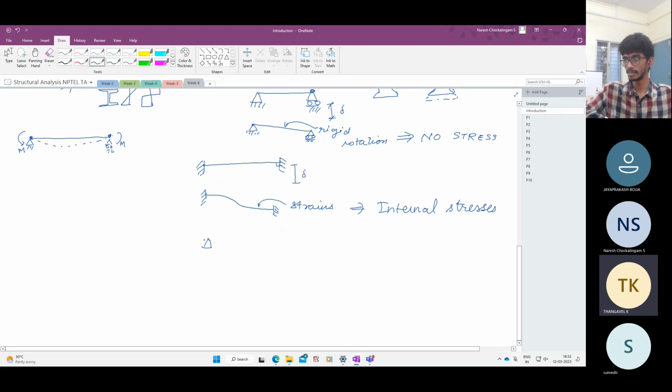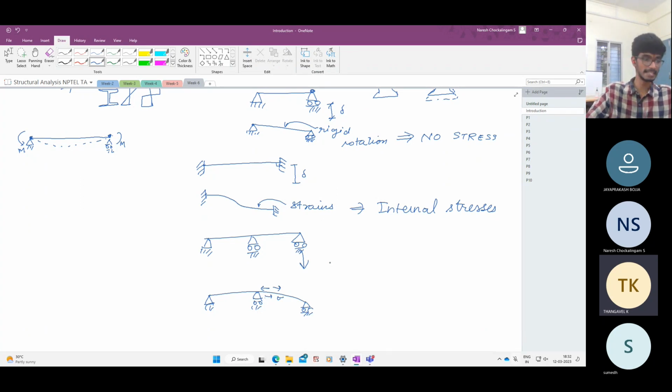Not only in this, even if you take a continuous beam, if you have an extra support in between, and say this support is sinking, what happens? The beam bends this way. Because this support is sinking, there will be tensile stresses generated at the top and there will be compression. So it is generating unexpected internal stresses because of the redundant member. That is a major issue with statically indeterminate structures.